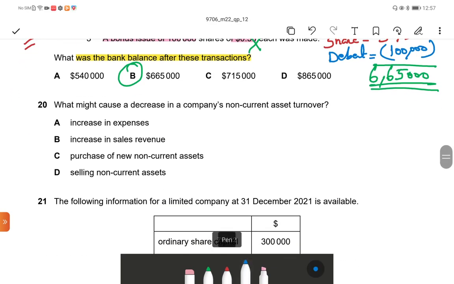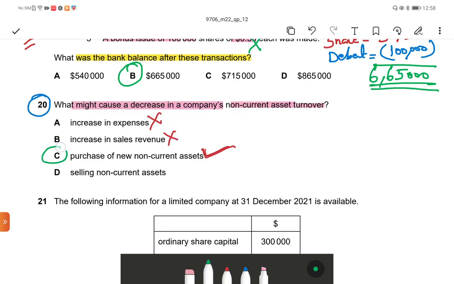Question number 20. What might cause a decrease in company's non-current asset turnover? Options are increase in expense, increase in sales revenue. No, it will not decrease it. Purchase of new non-current asset: when the business purchases new non-current assets, it will cause a decrease in the company's non-current asset turnover. So option C is the correct answer.